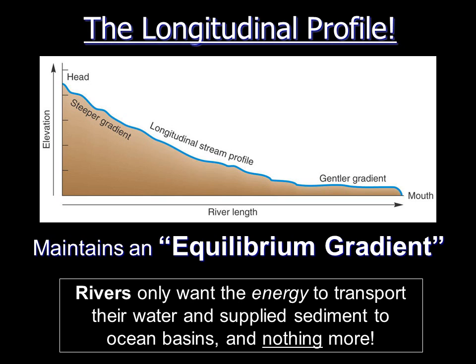If it ever gets messed up, if it ever gets steeper down here, let's say it heads off down here, the river is not going to want that steep slope. It's going to have too much energy, and it's going to erode back and flatten off that gradient. Okay? If it ever gets too shallow, let's say up here it gets really flat, the river doesn't have enough energy. Well, at that point, all the sediment that it's moving will pile up till eventually the river can rebuild its profile. And the net result is, sorry to be repetitive, rivers only want the energy to transport their water and supplied sediment to the ocean basins and nothing more.